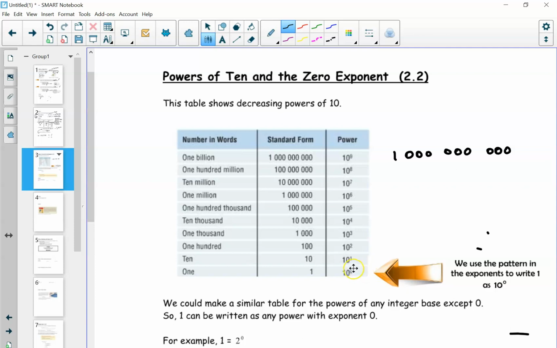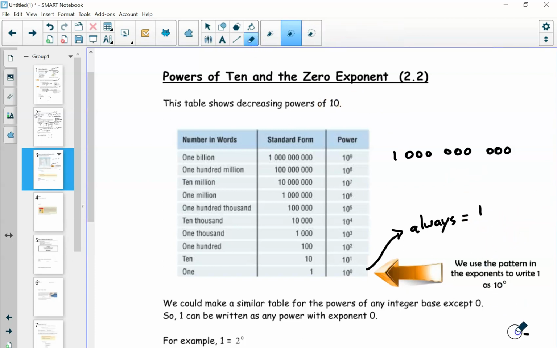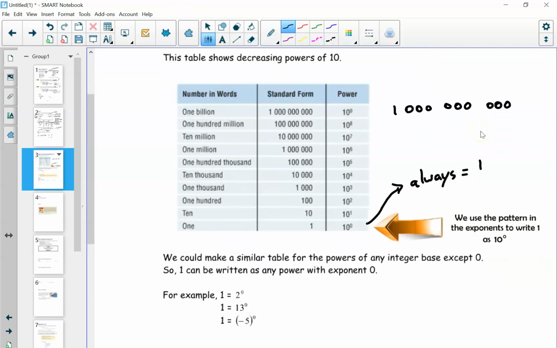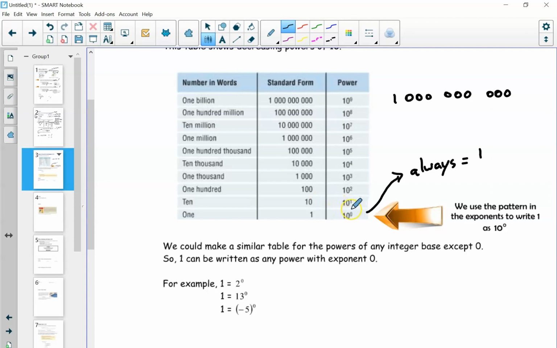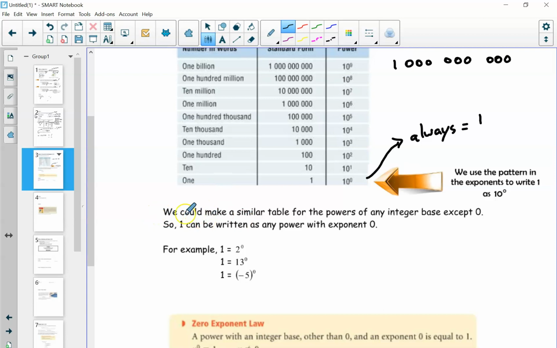Okay? The 0 exponent. The 0 exponent is always equal to 1, no matter what number it is. And the reason for that, it'll make a lot more sense when we do division of powers, and you're going to see how we figure out what this exponent is for certain questions, and hopefully it makes a lot more sense. Okay, so we can make a similar table for any integer base except 0.